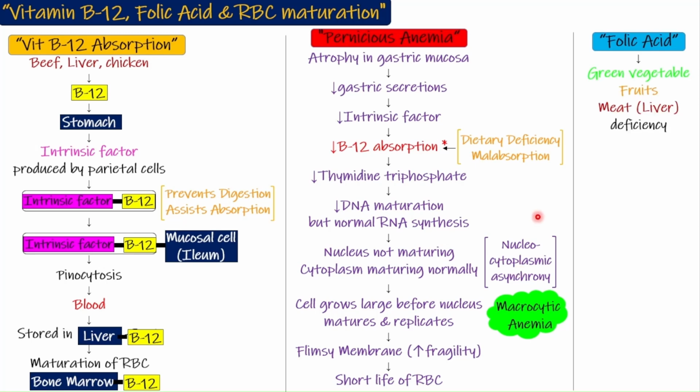Now folic acid is present in green vegetables, present in fruits, present in meat, liver.